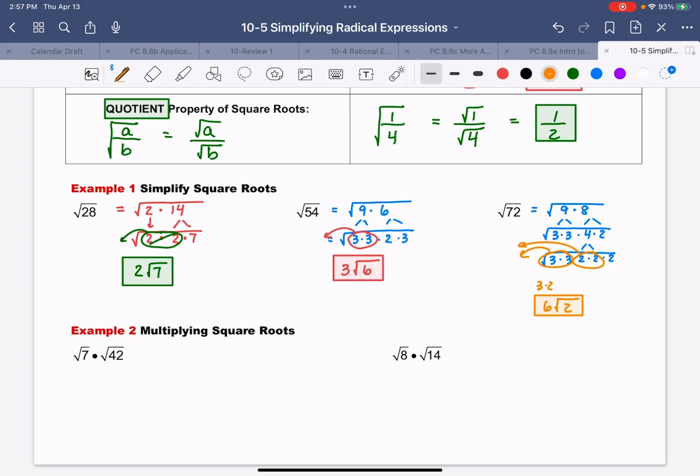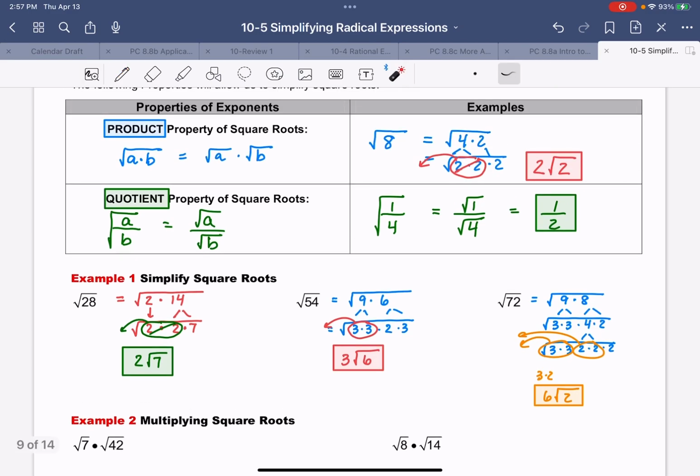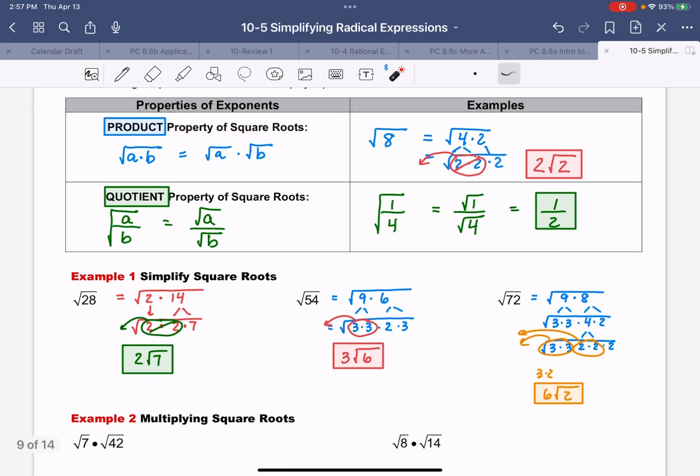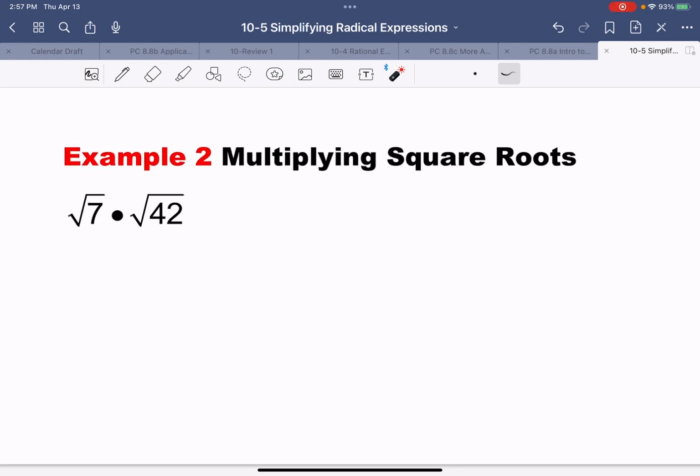All right. So multiplying square roots. You can multiply, basically it's this product here going backwards. I can multiply the numbers together. Now, there's a hard way and an easy way. You don't want to take 7 times 42 and multiply it because that's going to be a large number. That is 294. So instead, keep it in prime factorizations.